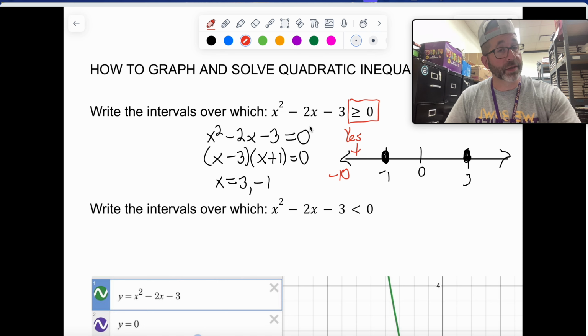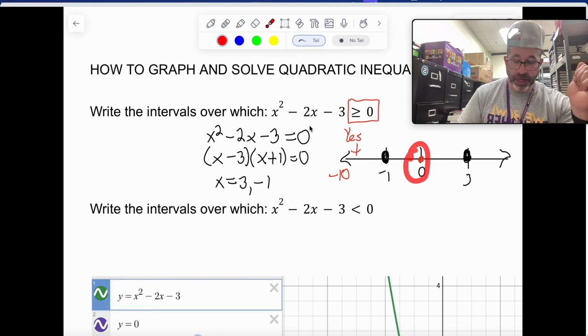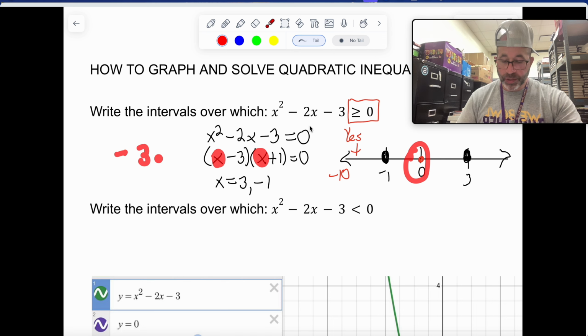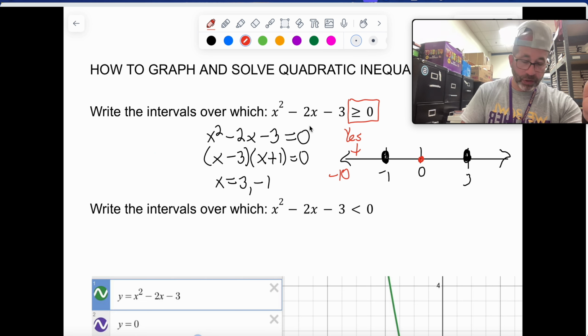This is where it's going to be greater than 0. If I want to test another point in between the negative 1 and the 3, let's go ahead and test this 0 right here. Same exact idea. Let's take 0 and put it in for this x right here and for this x right here. 0 minus 3 is a negative 3. 0 plus 1 is a 1. A negative times a positive equals a negative. And so we end up with a negative here, and that is not greater than 0, so no.